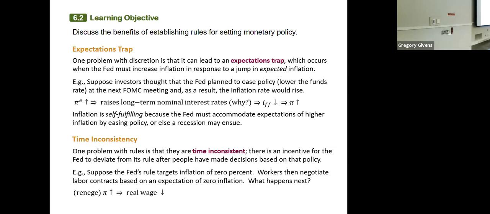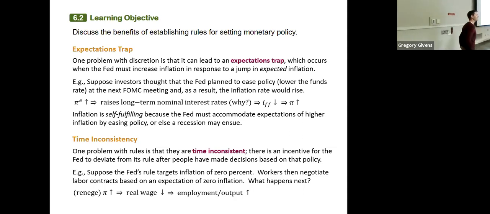Well, as real wages decline, what happens to employment and output? Real labor costs of firms go down, and so businesses can hire more workers. Employment goes up, and output goes up as a result of that. So what has happened here?